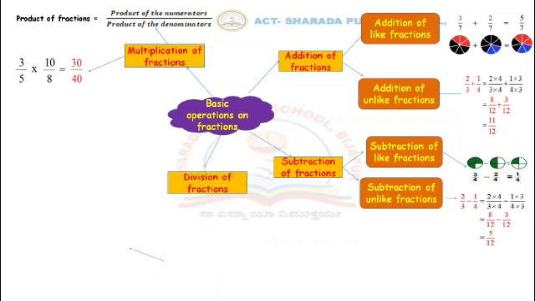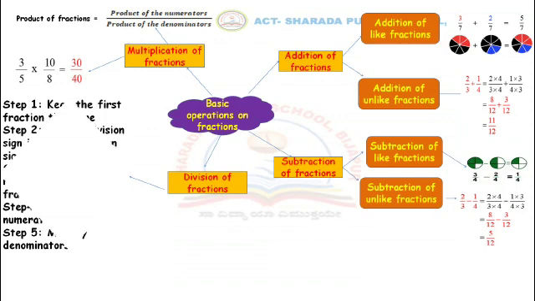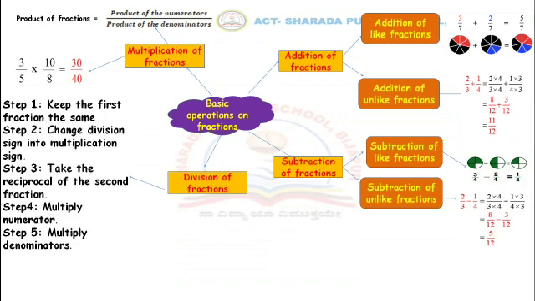Division of fractions. Step 1. Keep the first fraction the same. Step 2. Change the division sign into a multiplication sign. Step 3. Take the reciprocal of the second fraction. Step 4. Multiply the numerators. Step 5. Multiply the denominators.